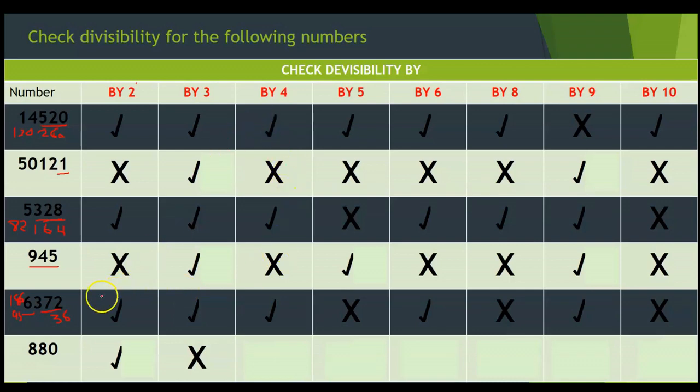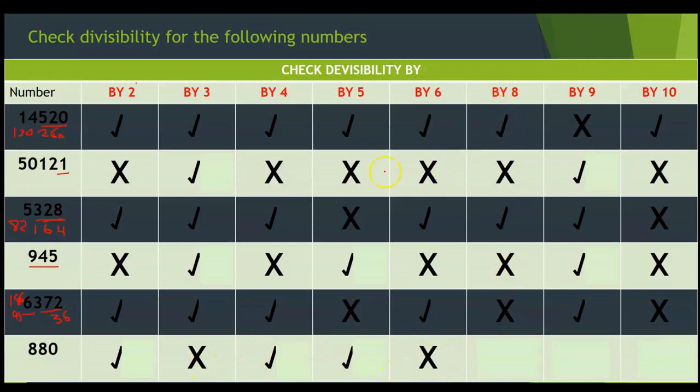Is it divisible by 4? We'll check the last 2 digits. The last 2 digits here are 80. Is 80 a multiple of 4? Yes, of course. So this number, 880, is divisible by 4. What about divisibility by 5? Of course, it's divisible by 5 because it ends with 0. Is it divisible by 6? It's divisible only by 2, but not by 3. So it's not divisible by 6.